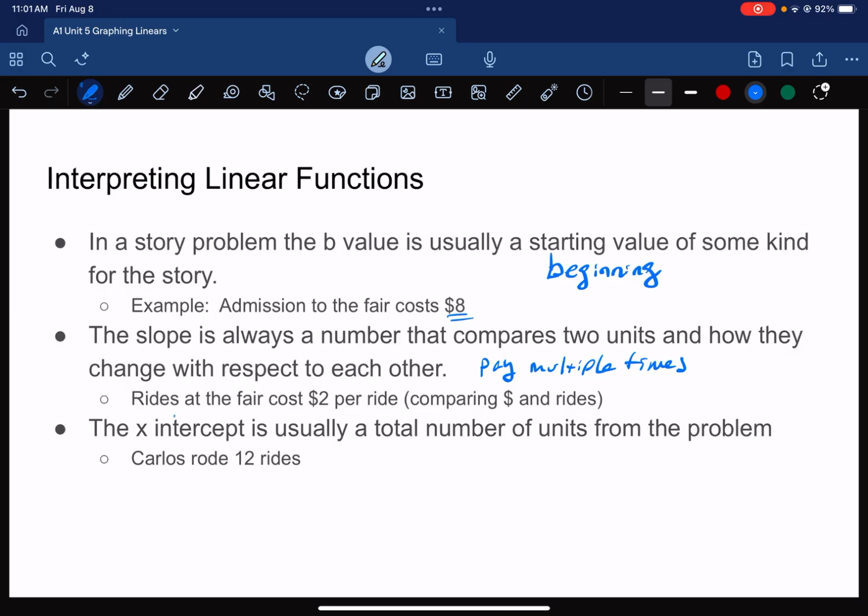So in fact, if rides at the fair cost $2 per ride, you're going to ride something multiple times, you're going to ride several rides. And every time you ride a ride, you're paying 2. So you're paying 2 multiple times. That's the slope. That's what's changing. How many times you pay 2. Your cost changes by $2 every time you ride a ride, okay? The x-intercept is usually a total number of units from the problem. Well, the units in this case are rides. So if Carlos rode 12 rides, we're saying the x-intercept is 12, okay?